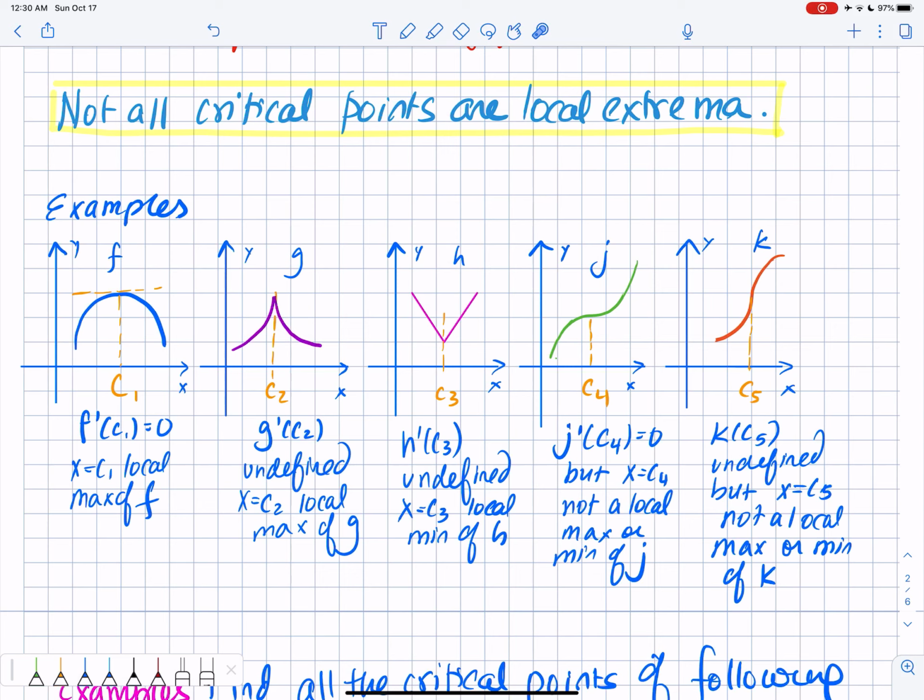So over here you have that the derivative is 0, but it's not a local max or min. And the last one, y equals k of x, you have that the derivative is undefined at C5. You can see it's vertical, but it's not a local max or min, okay? So you see, you don't have that all critical points are local extrema. So here we have examples of critical points being an extrema or not, okay?